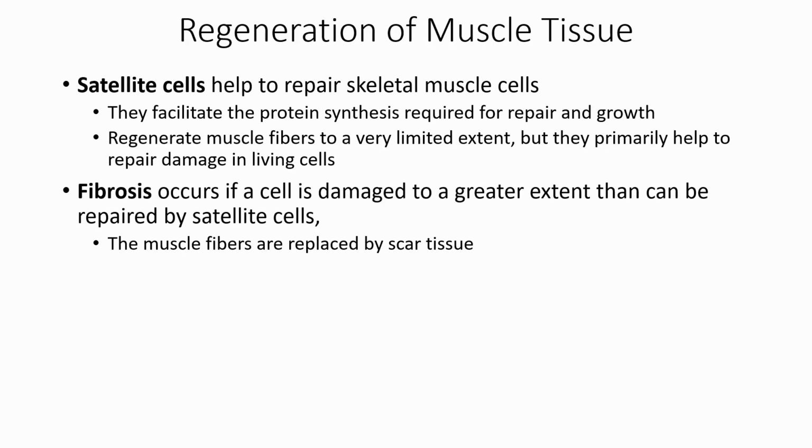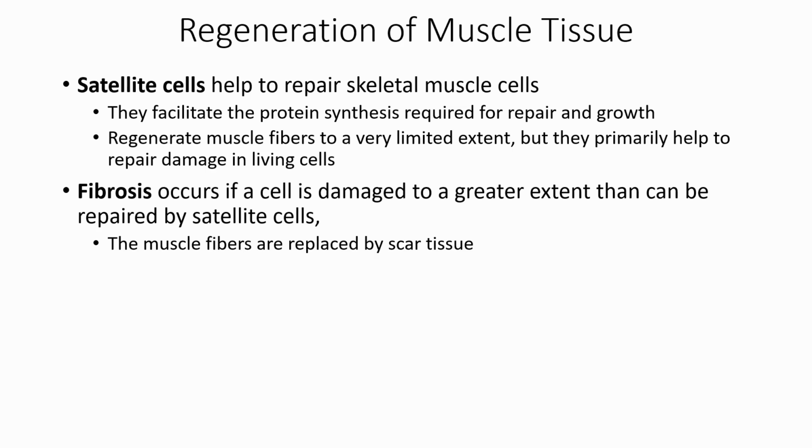So these satellite cells are going to help repair skeletal muscle cells, right? They're like the little pit crew. So think of them like the pit crew in a race that come in and switch the tires out, right? They do all the things that are needed to make sure the muscle cells are running at their peak. So they're going to help make sure that protein synthesis happens for any repair and growth. Their regeneration of these fibers is to a limited extent, but they will basically help repair damage to the cells that are already living.